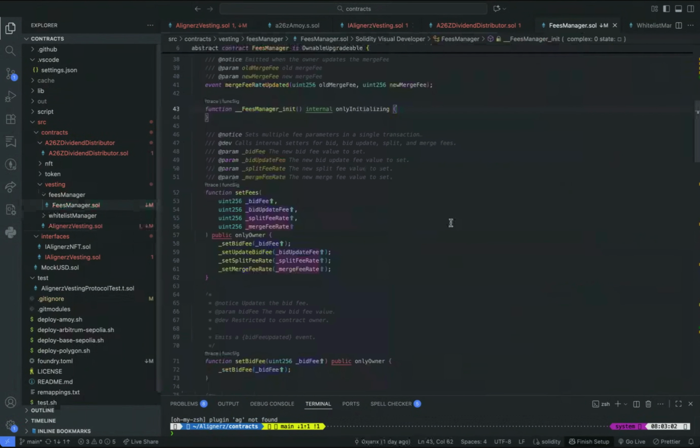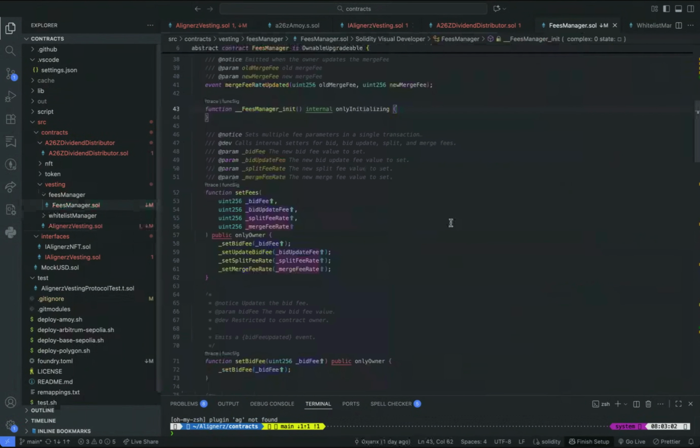The owner will be able to set fees for bidding, to update the bid. These are punctual fees. And stablecoin, the project will decide whether USDC or USDT, but it will be one of these two. And for the merge and the split, it will be a percentage of the TVS we want to split or merge. So that's it.